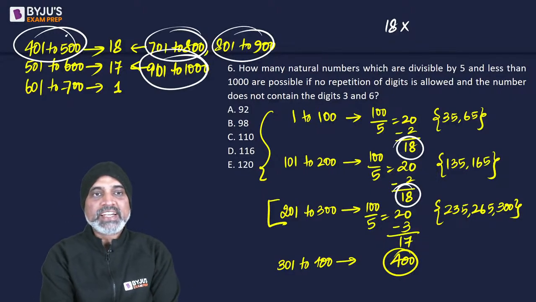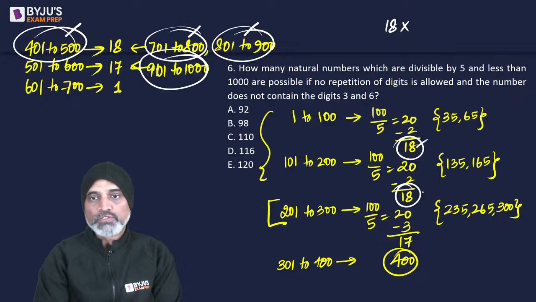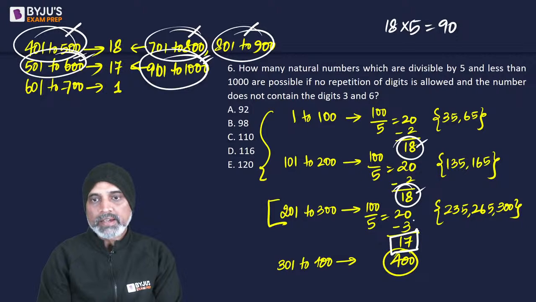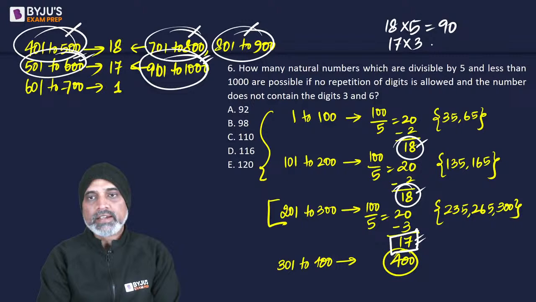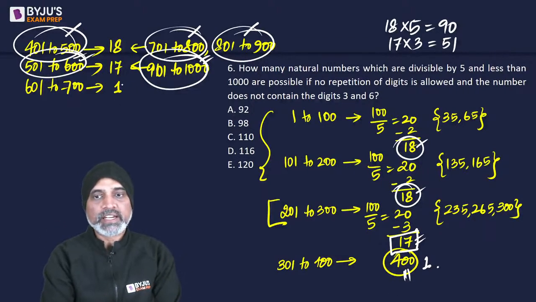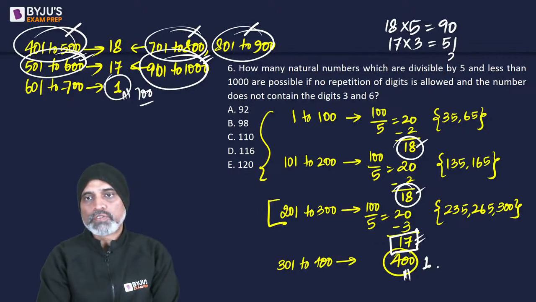So we will have 18 in 1, 2, 3, 4, 5 cases. So this is going to be 90. Then 17 in 1, 2, and 3 cases, which is going to be 51. And then 1 case, as in there is only one number in the range. Here the number was 700, right? So we will have to add two more.